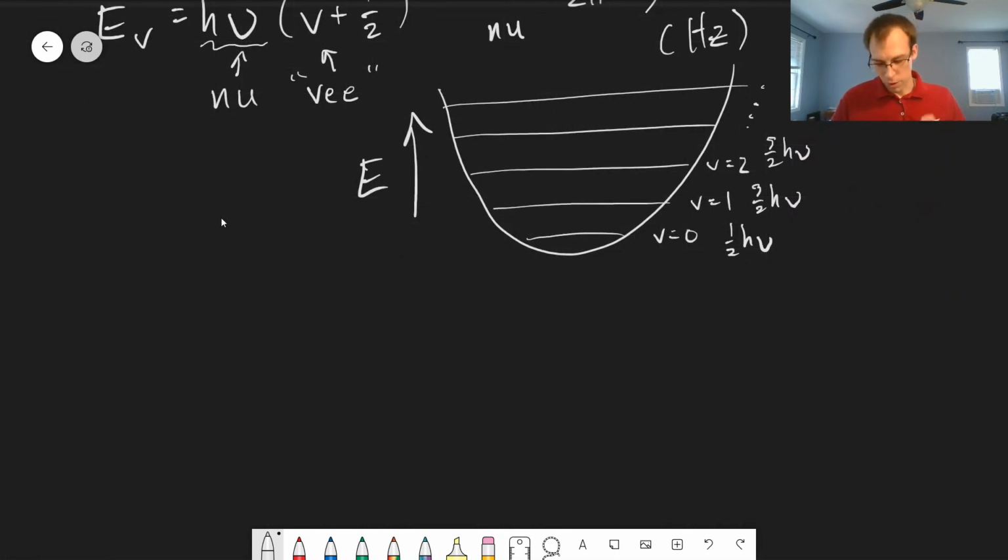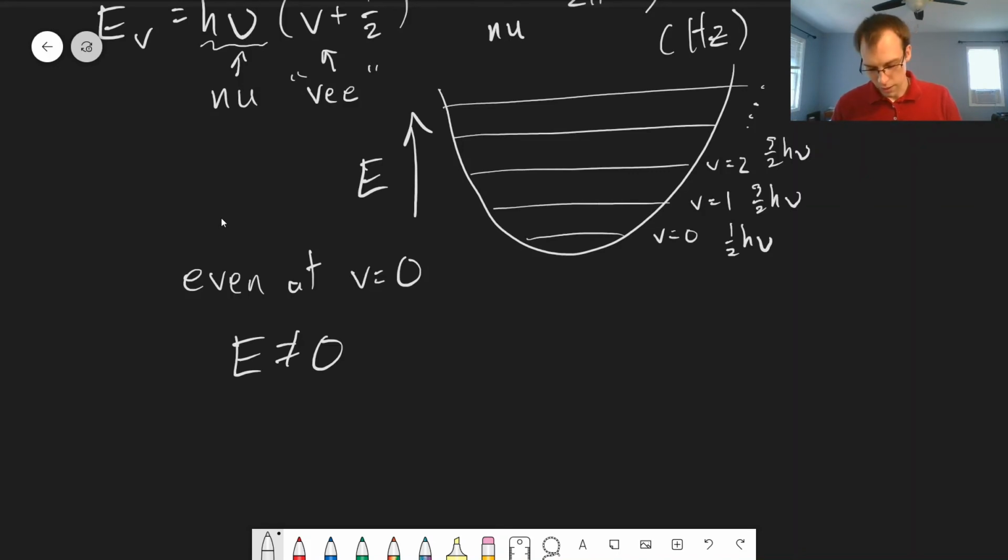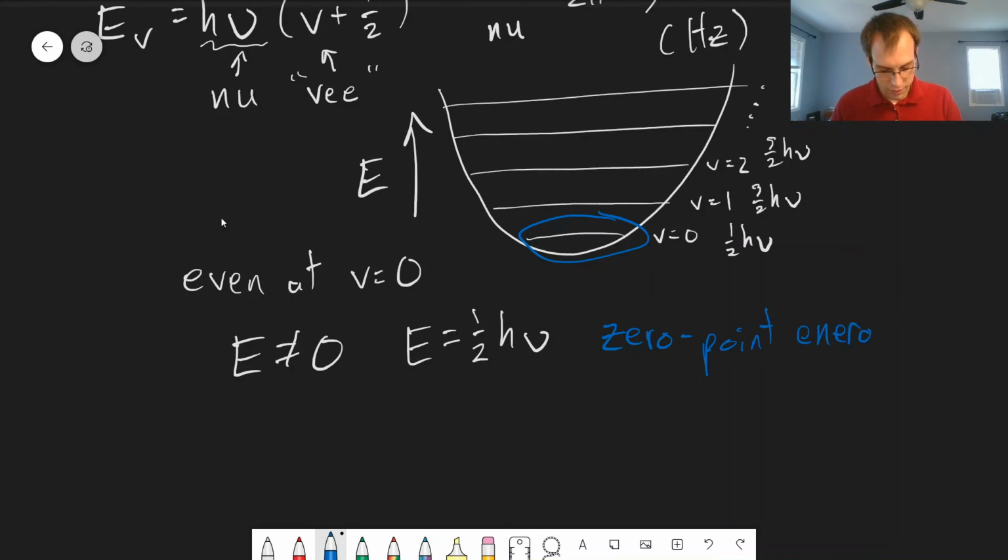But one last thing I want to point out is that even when we have a value of v equals 0, even when we're at the lowest possible energy level, the energy does not equal 0. There's always this energy of 1/2 h nu that's present, right? So even at this lowest energy level, let's use a different color, this is what's known as zero point energy. And there's no way to get this out of the system.